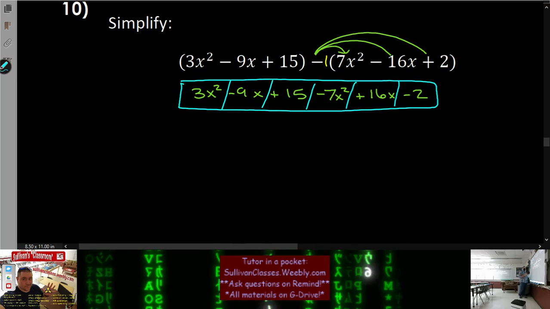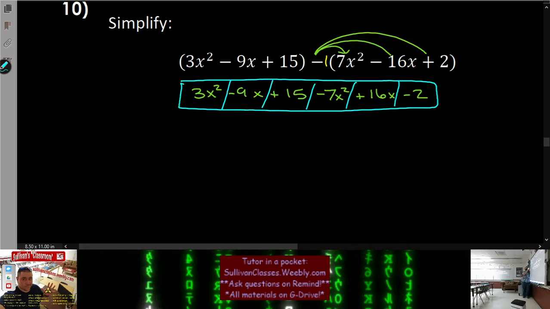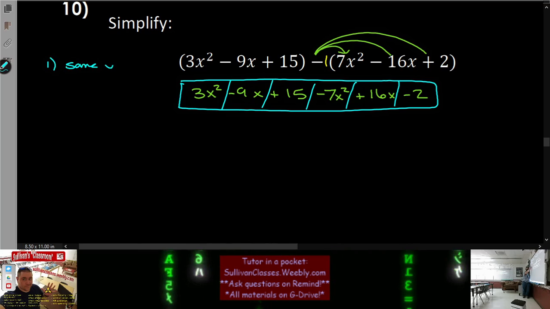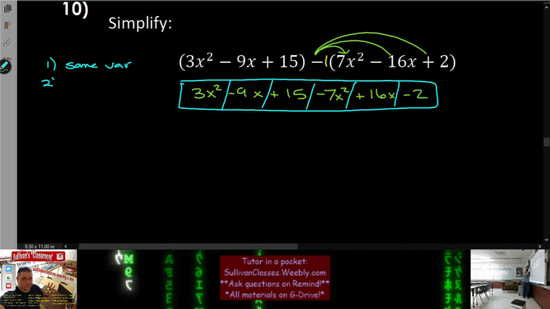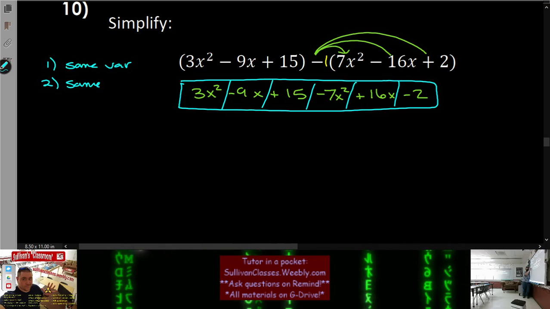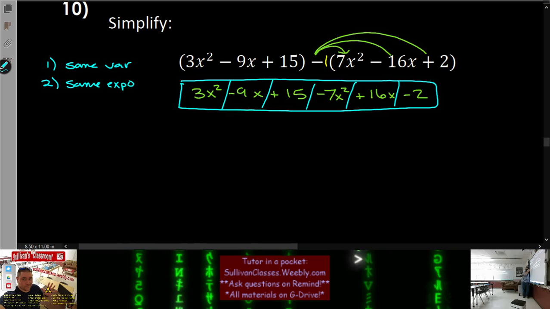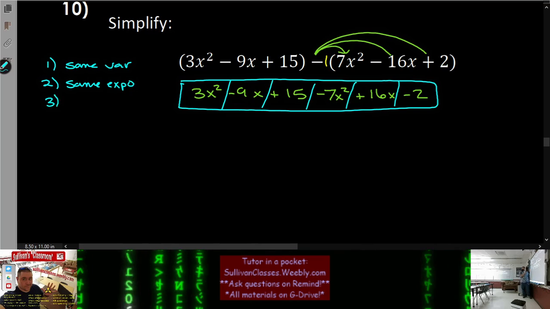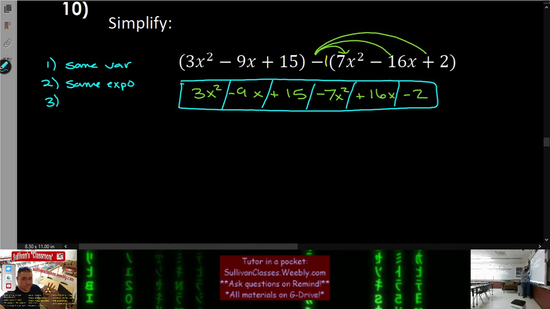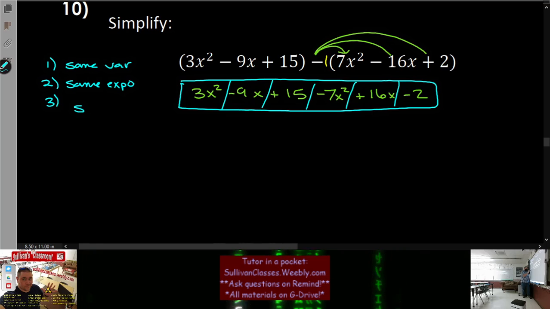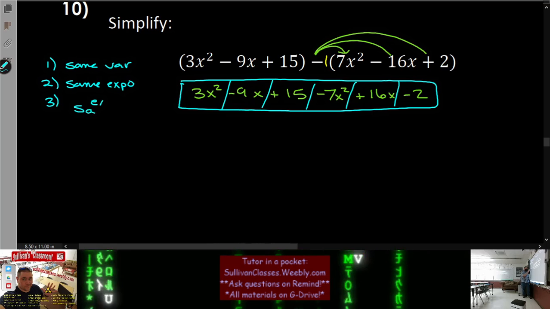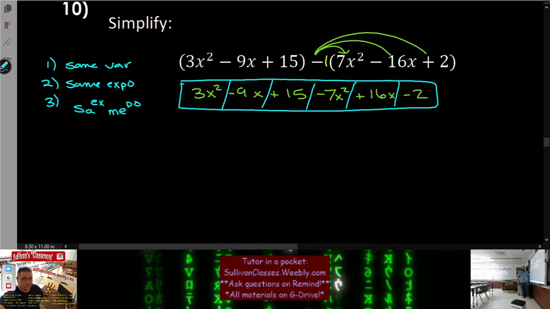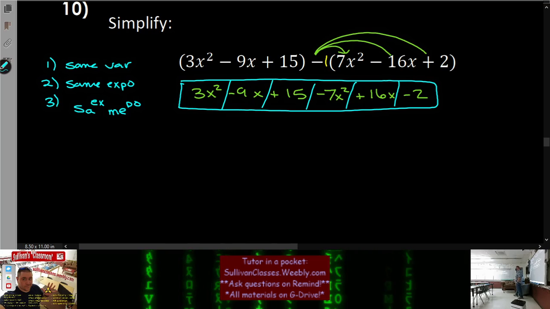And remember that to be a like term, it's got to meet 3 criteria. Number 1, they have to have the same variables. Number 2, same exponent. And 3, to be like terms, they have to have the same exponents on the same spots.